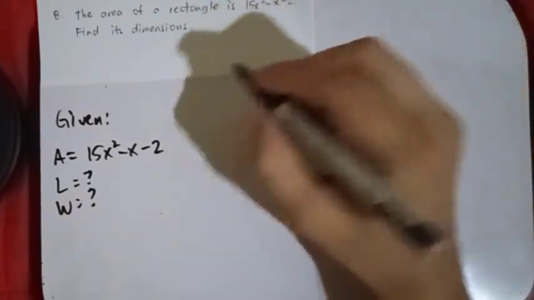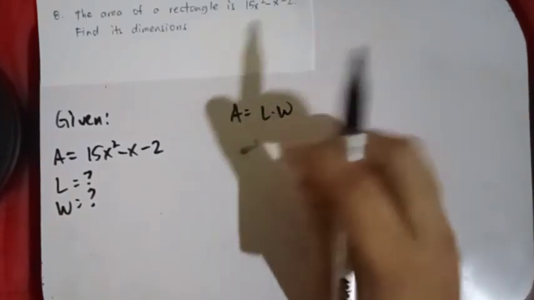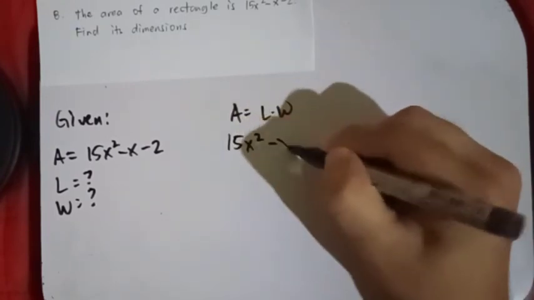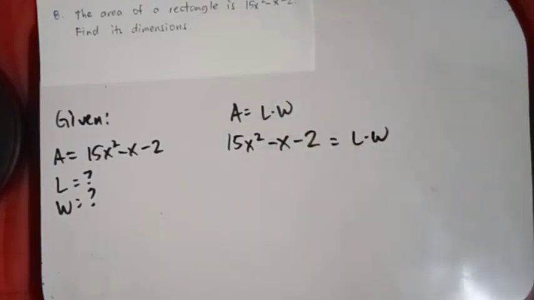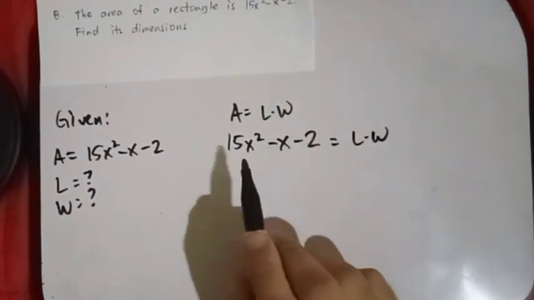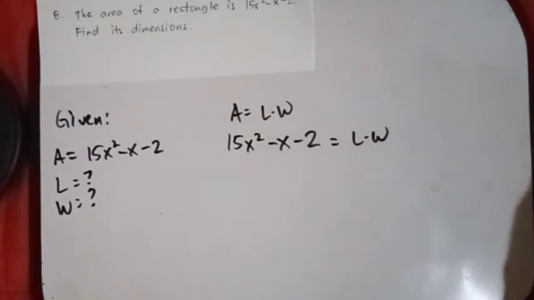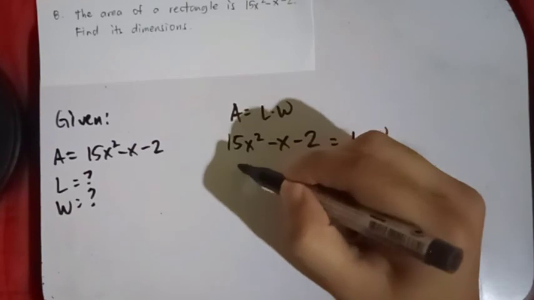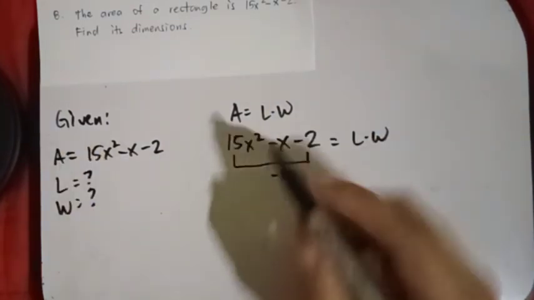Okay? We use the same formula as before. So, A is equal to length times width. Tapos, palitan natin yung A ng 15x squared minus x minus 2 equals length times width. And then, once again, yung leading coefficient niya ay greater than 1. So, in this case, 15. So, we use AC method to factor this expression. So, multiply natin dito sa constant term, magiging negative 30. Diba? 15 times negative 2.